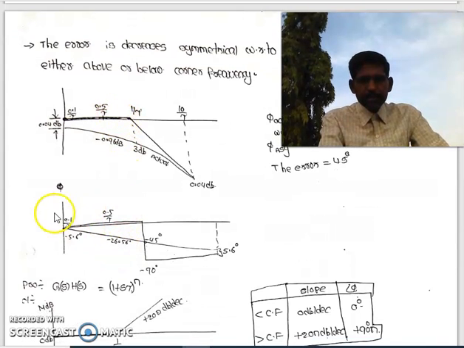This is the magnitude plot and this is the angle plot. Even for the angle plot also we will be having some errors.